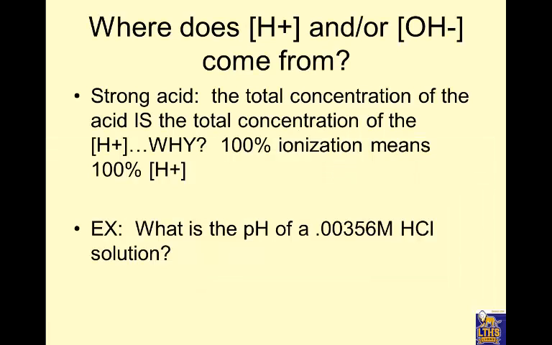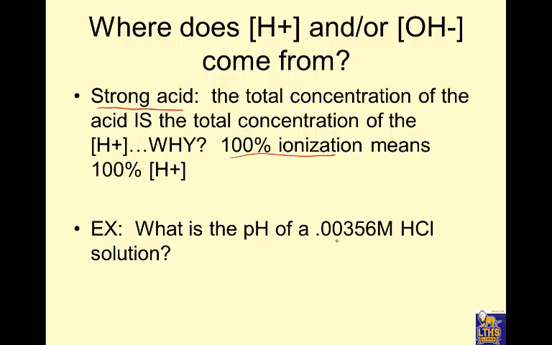All right, so where do the H plus and the OH come from? Well, if something's a strong acid, we already know that the concentration of the acid is the concentration of the hydrogen, because strong acids 100% dissociate or ionize. So if you know the concentration of the acid, you know the concentration of the H plus, so you can automatically figure out pH.